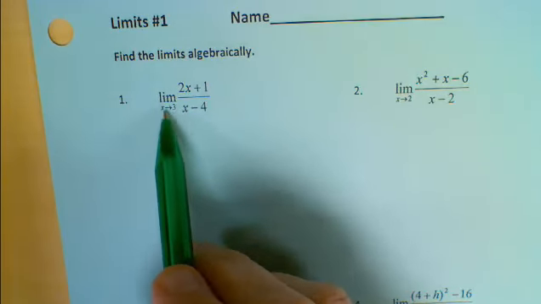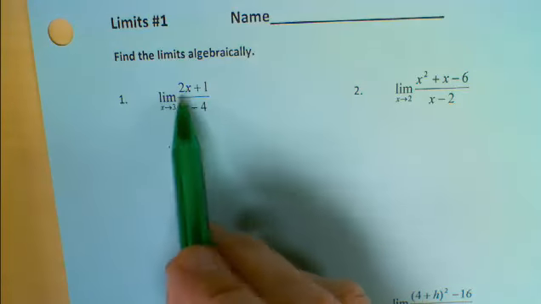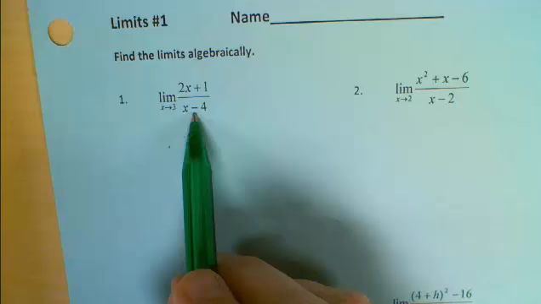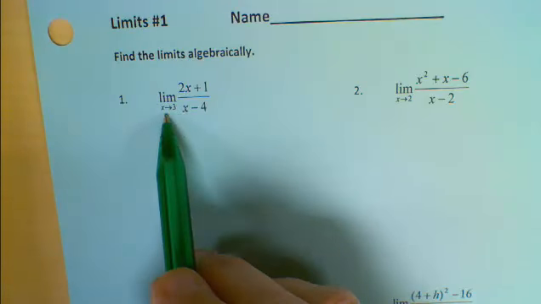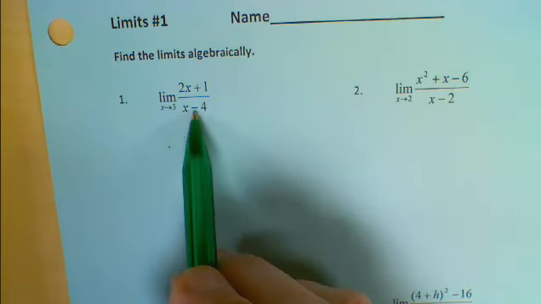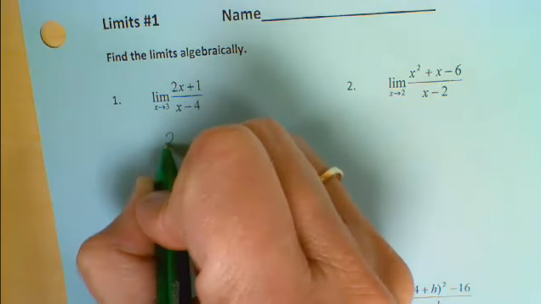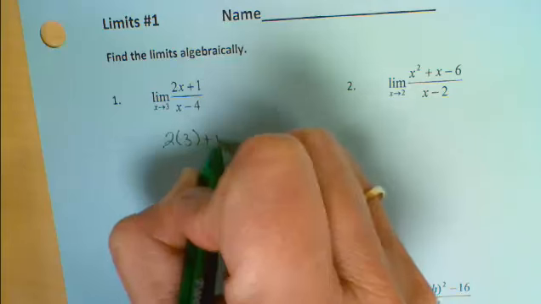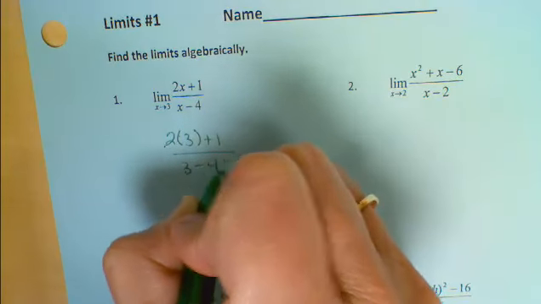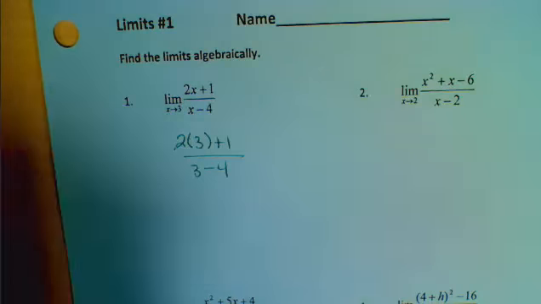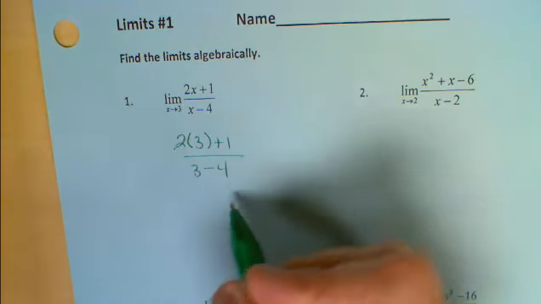So this is the limit as x approaches 3 of this rational function. Now there's a vertical asymptote at x equals 4, but that's not what it's asking for. It doesn't say what's the limit as x approaches 4, it says as x approaches 3. So if you can use substitution, you have to show that step, that you're going to substitute in the 3, and then give the answer. So by substitution, all you're doing is substituting that value in.